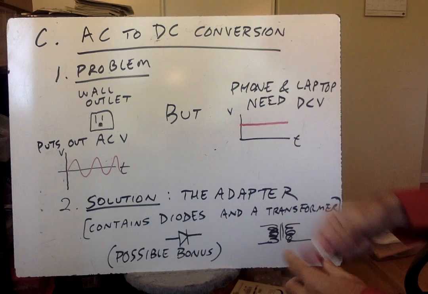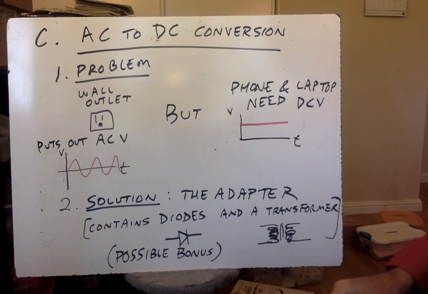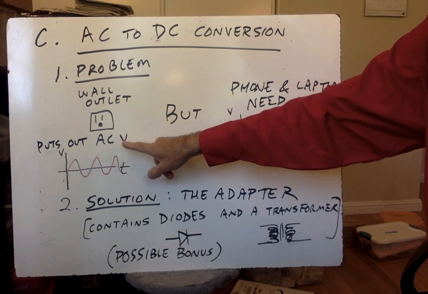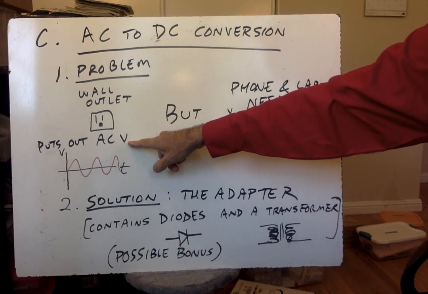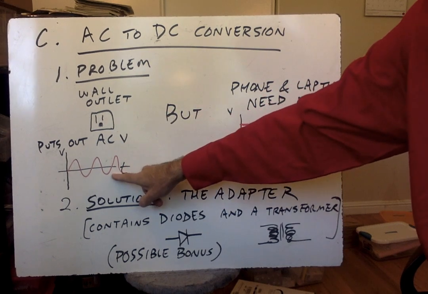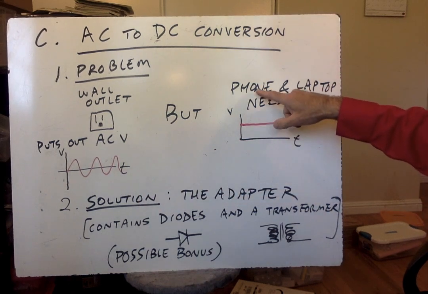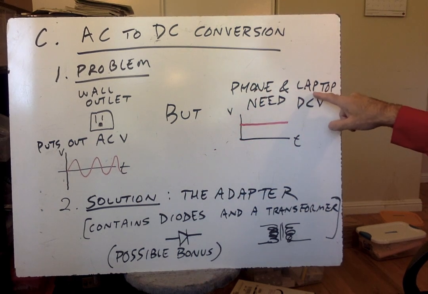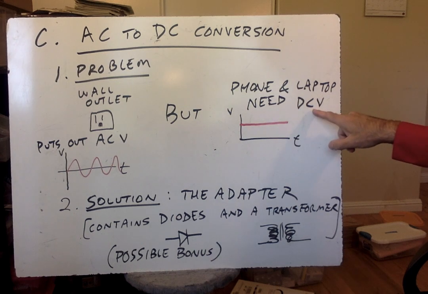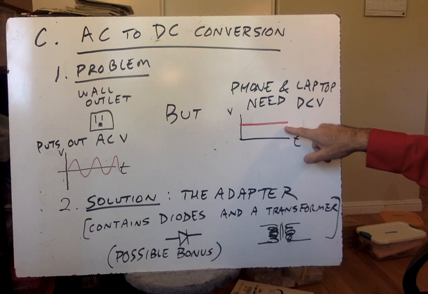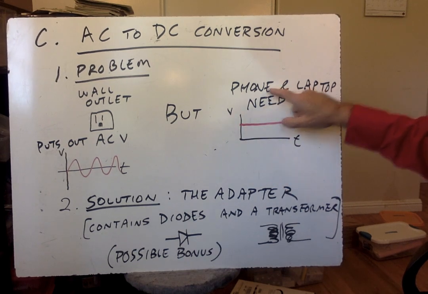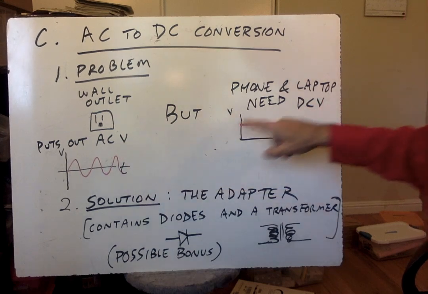All right, and then finally, learn about AC to DC conversion. Here's the problem you face, especially these days with so much tech. The wall outlet puts out ACV because we're getting that from the power company and it travels better, and it looks like that. But some of the most common devices you use, your phone, your laptop, they need DCV. So does a TV screen, for example. They need DC voltage. They need this. So you cannot plug these directly into the wall because these need this.